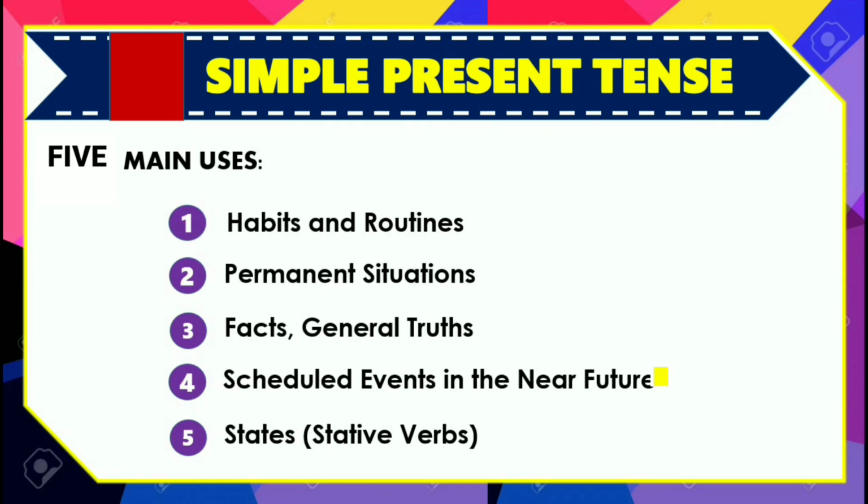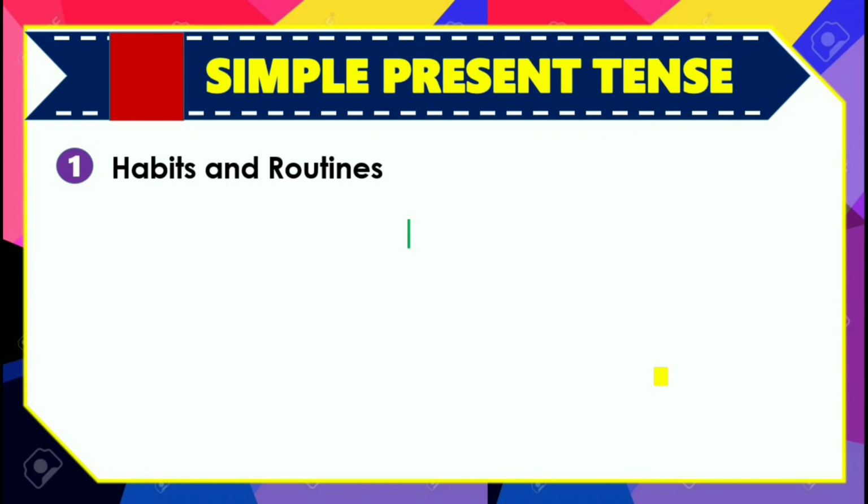We'll start with habits and routines. So what time do you wake up, eat breakfast, or do your homework? Or what time do you usually go to the office? Or what do you usually do during weekends? These are actions that are repetitive. You do them every day, every weekend, every year.